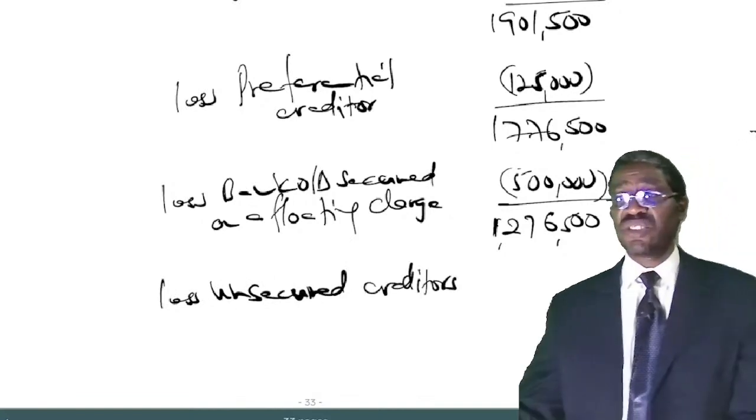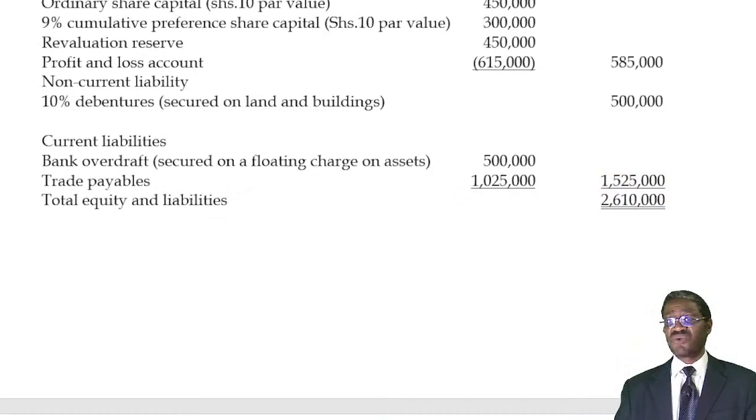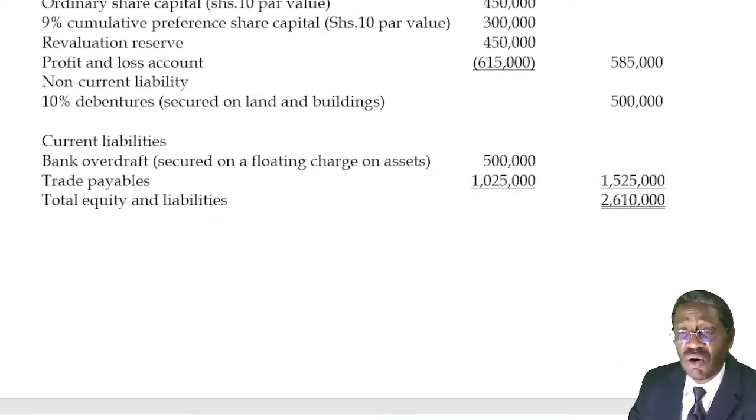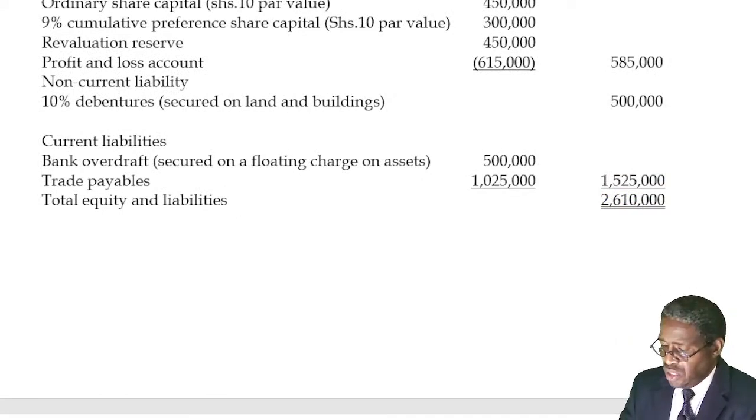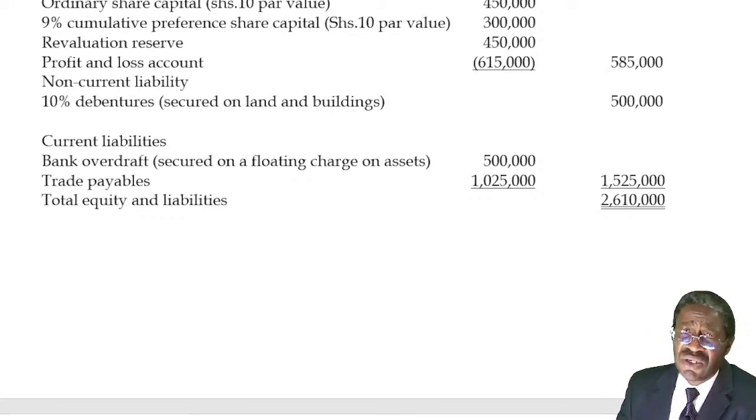From this balance sheet, let me confirm which liabilities we have and whether they are secured or not. If you look at this balance sheet, we have a 10% debenture that was long-term. It is already secured. Among the current liabilities, we have bank overdraft. It is secured on a floating charge. So the only liability that we are not told anything about is creditors, which is the trade payables. According to this balance sheet, it's given as 1025.